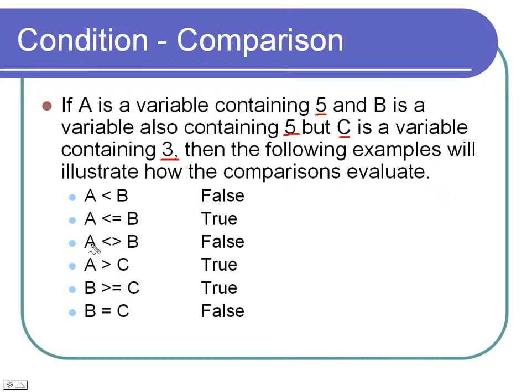How about A not equal to B? That would be false because A and B are both 5. How about if A greater than C? That's true. How about if B greater than or equal to C? That's also true because B is greater than C: 5 is greater than 3 since C is 3. How about B equal to C? Well, no, 5 is not equal to 3, so that would be false.